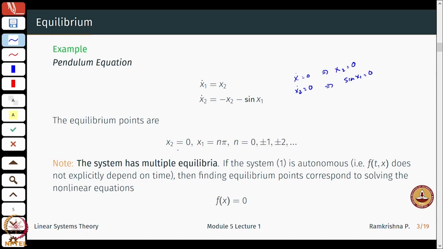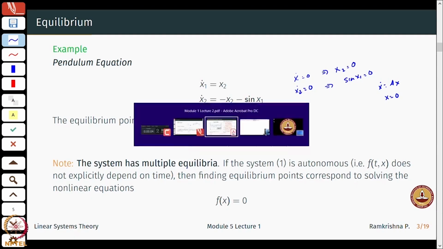What is different or unique about this system is that it has multiple equilibria. If I were just to look at linear systems, we were essentially looking at x dot equal to Ax, and if A was full rank or invertible, then the origin was the equilibrium. So this to begin with is a nonlinear system. The nonlinearity appears in this term here, and this system is seen to have multiple equilibria.